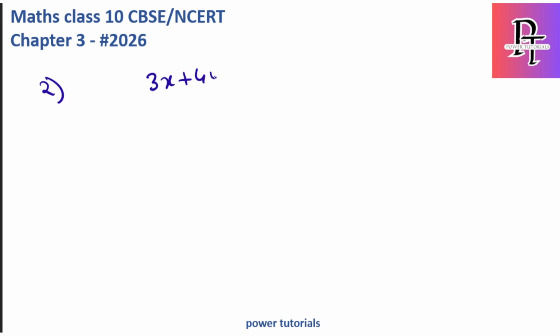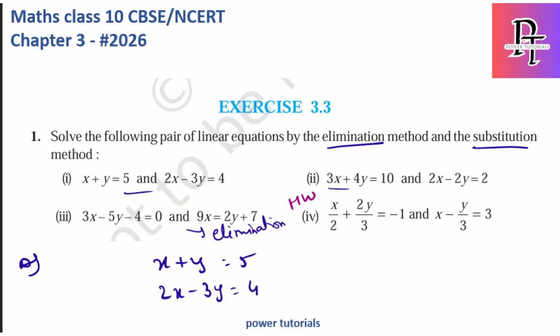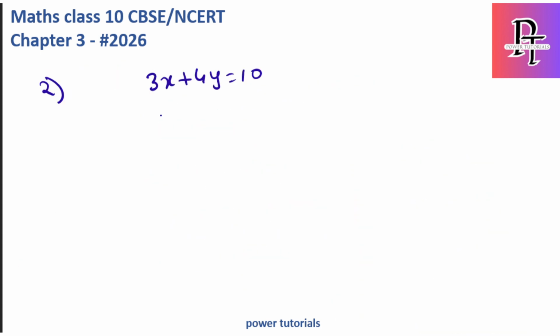3x plus 4y is equal to 10. Second equation: 2x minus 2y is equal to 2. So we have two equations. Let's solve it both ways. First we will do elimination.